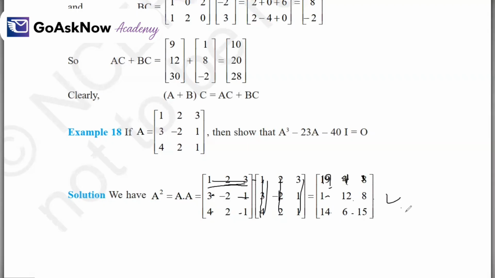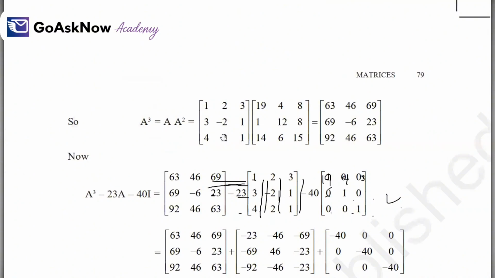Okay. So I hope that you can do the calculation part because it will take some more time. So I hope that you can find out the value of A square here. Okay. Now, you can find out A cube also. Just multiply A square you have found out in the previous step to A. You just multiply A to that. You will get A cube matrix also.